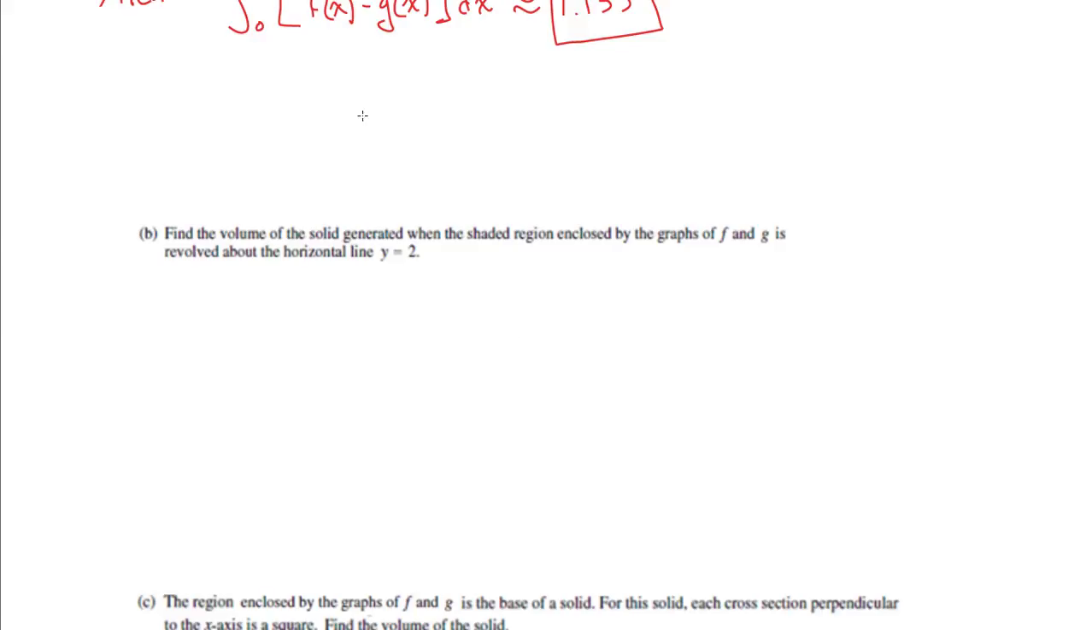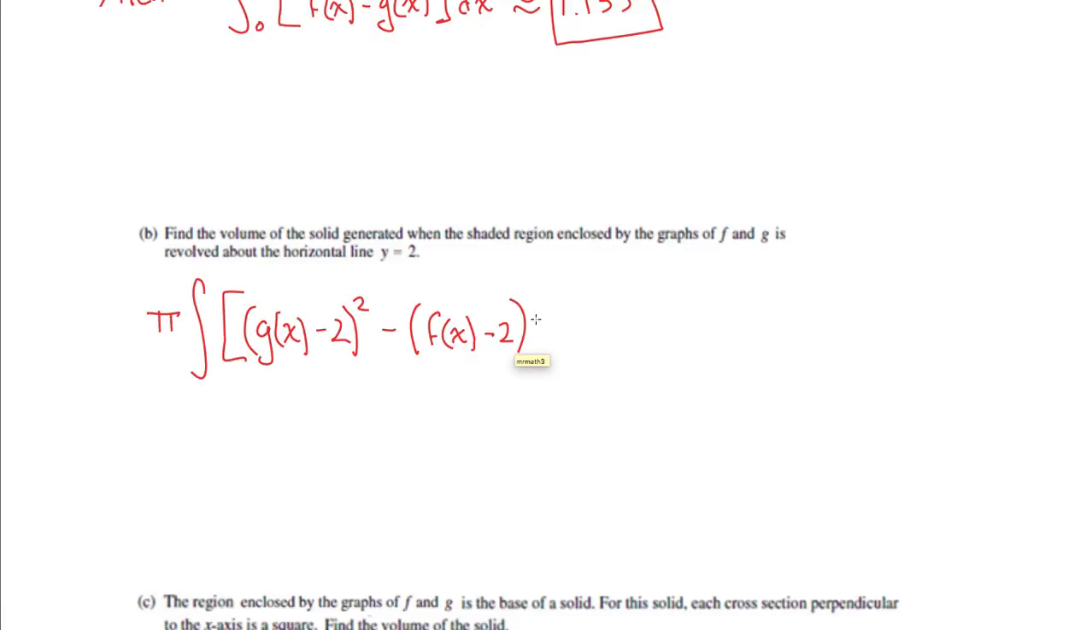So let's come back to, come on, drag a pencil. We need to multiply by pi because all these are going to be circle cross sections. And it's going to be the integral of, we'll do our square bracket. This is going to be our g of x, on the outside, so we'll do that first. g of x, and we're going to subtract 2, all of that squared. And then we're going to subtract f of x, minus 2 as well, and that's going to be squared.